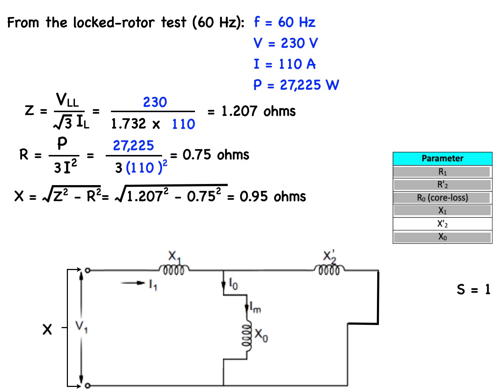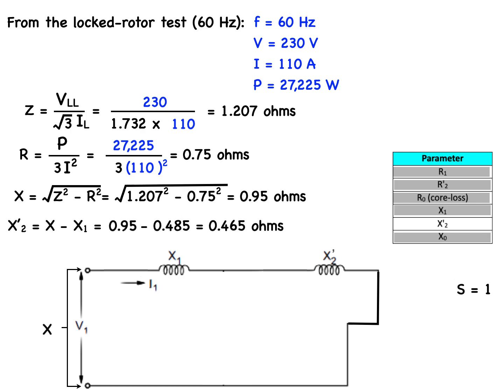For this test, though, the rotor and stator branch dominates the current and power compared to the magnetizing branch. Therefore, we can neglect the magnetizing branch and say that X'2 is equal to X minus X1, which is equal to 0.95 minus 0.485, giving us 0.465 ohms, found by subtracting the stator leakage reactance from the total locked rotor reactance at 60 Hertz.